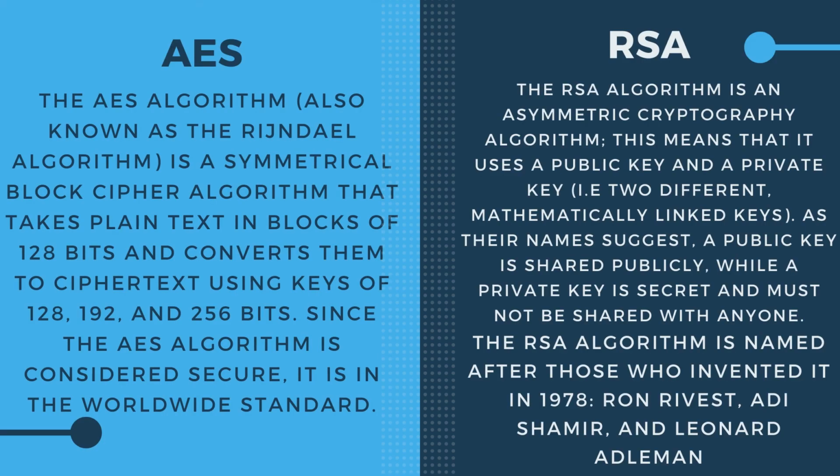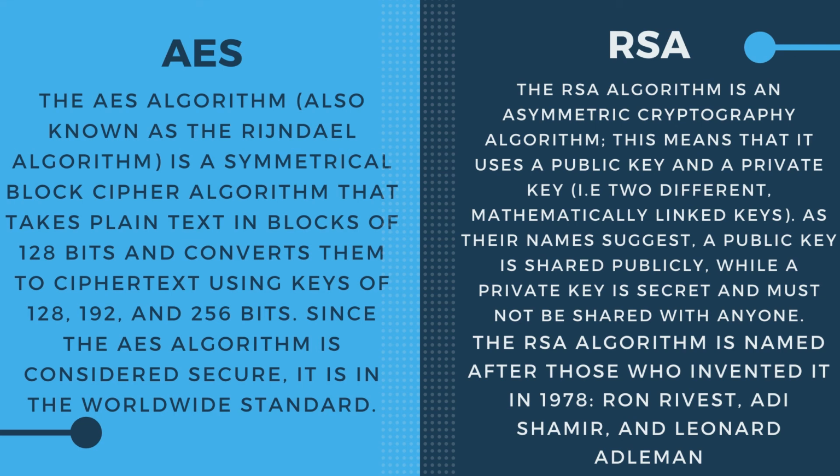The AES algorithm, also known as the Rijndael algorithm, is a symmetrical block cipher algorithm that takes plain text in blocks of 128 bits and converts them to ciphertext using keys of 128, 192, and 256 bits. Since the AES algorithm is considered secure, it is the worldwide standard.